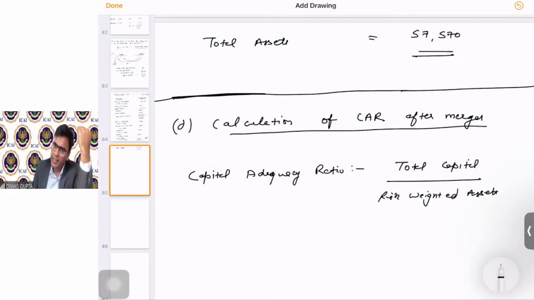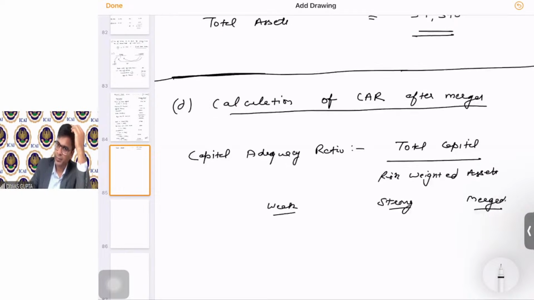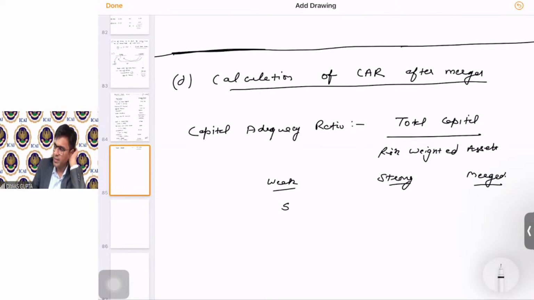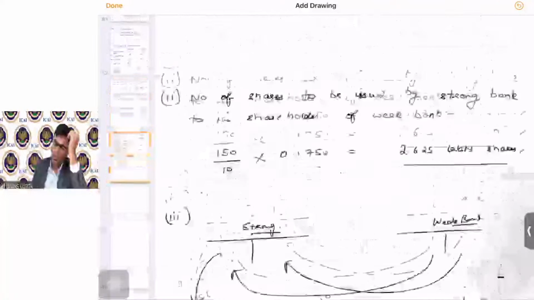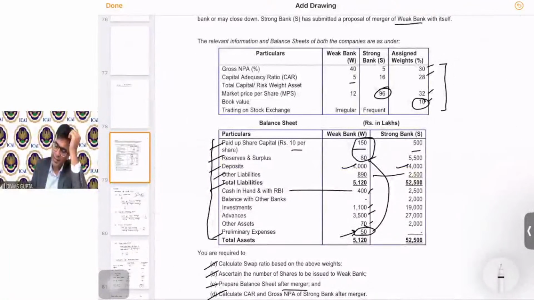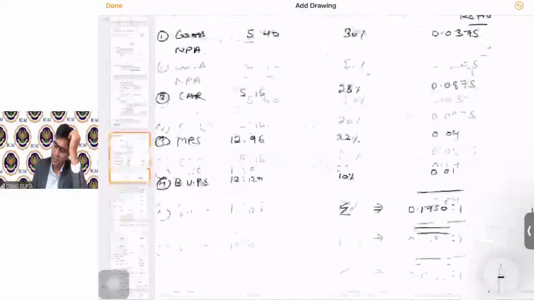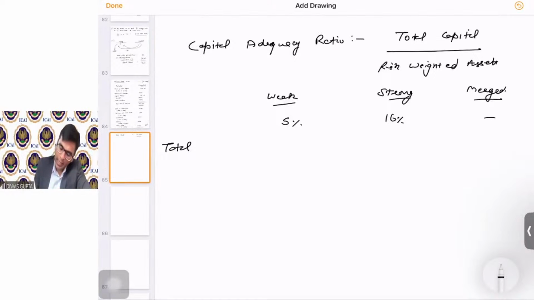So the capital adequacy ratio is the total capital divided by the risk-weighted assets. So weak, strong, and then merged. This is 5%, 16%. Merged we will compute. What is the total capital, students, before merger? When we talk about weak and strong, 5% and 16%, these are all before merger values. So the total capital was 180, as we have calculated as per the book value, and 6,000.